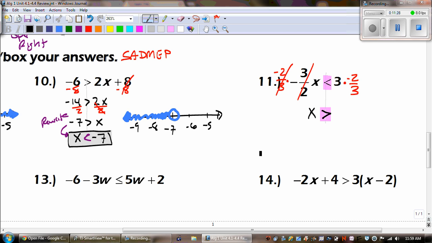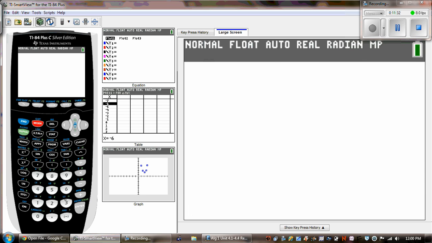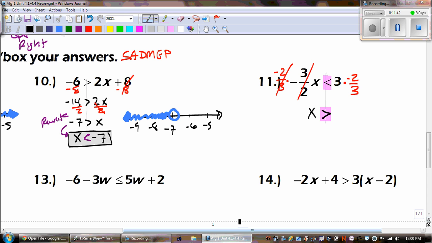And now I need 3 times -2/3. So 3 times, in parentheses, -2/3. We get a -2. So x is less than or equal to -2. And guys, as I'm looking at yours right now, I know that you've got some different variables. That's okay. That part doesn't matter.